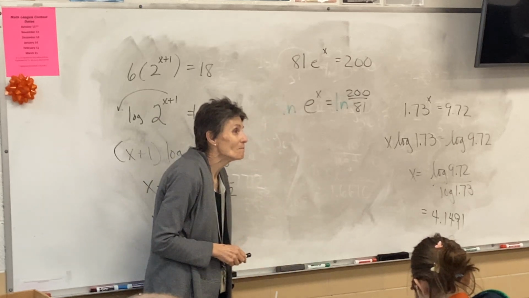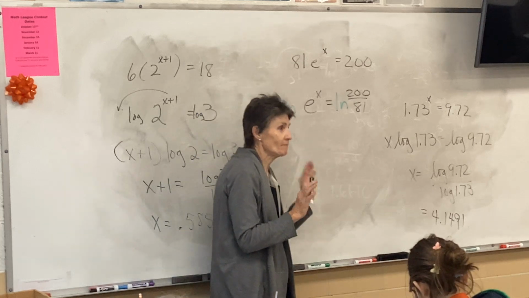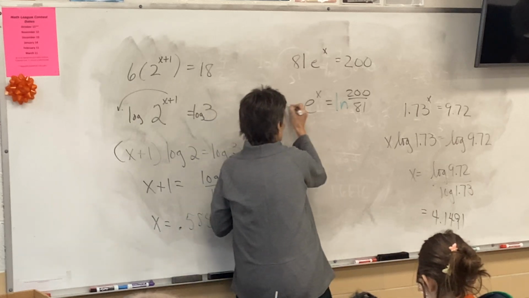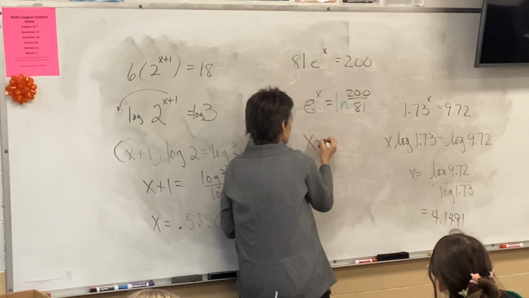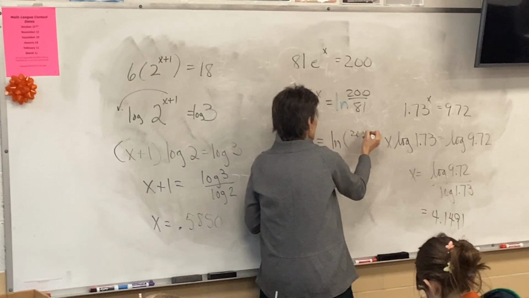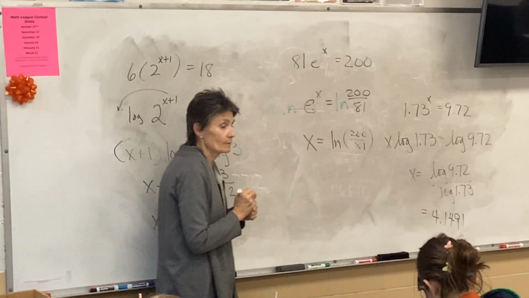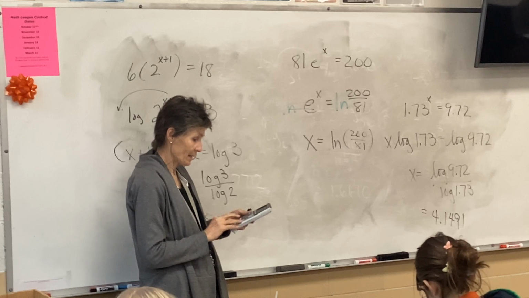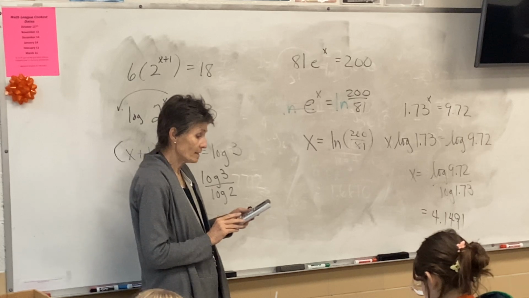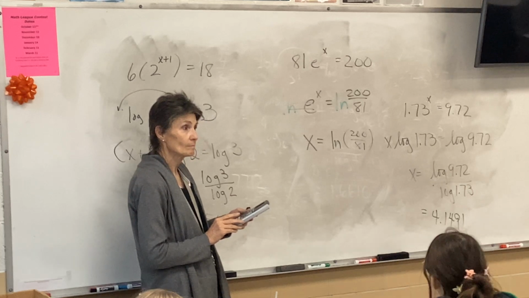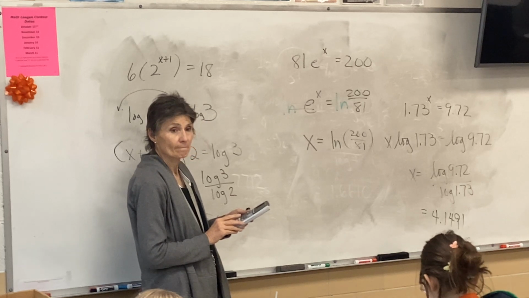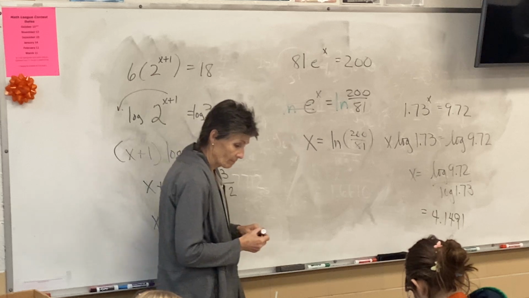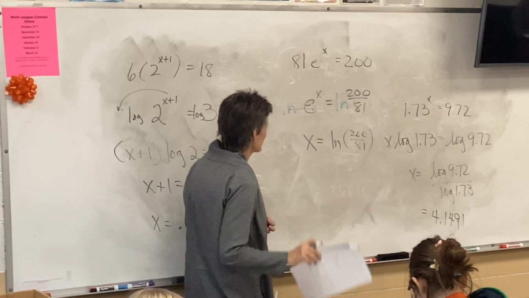What? You can't have the ln next to the e, right? Actually, I love it when there's an ln next to an e, because what do they do? Cancel. So this is gone, and it says x equals ln 200 over 81, and that's all I have to type in. So ln 200 divided by 81. .9039. Math is so cool. That is amazing.